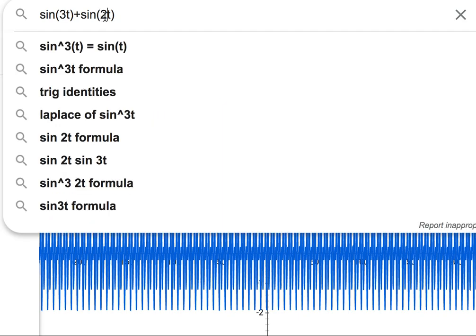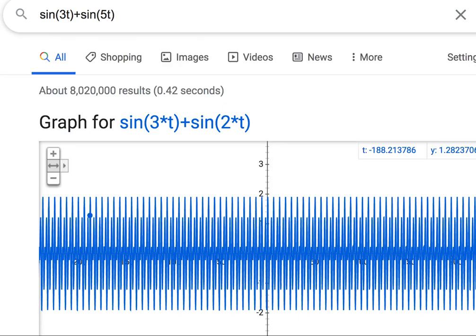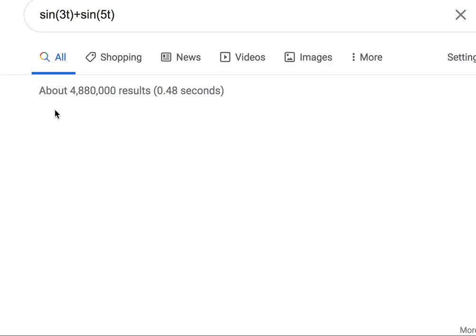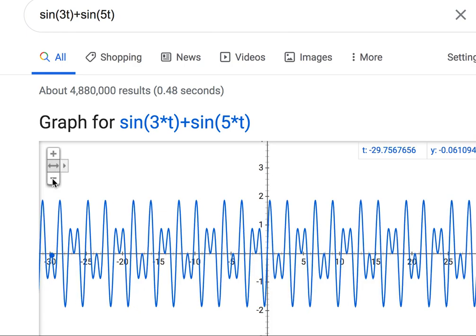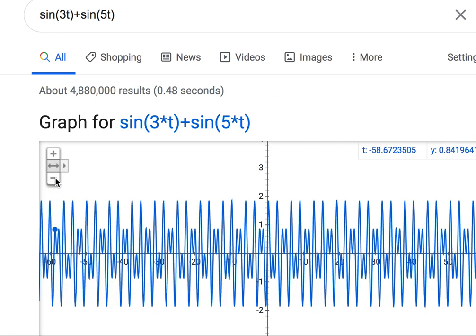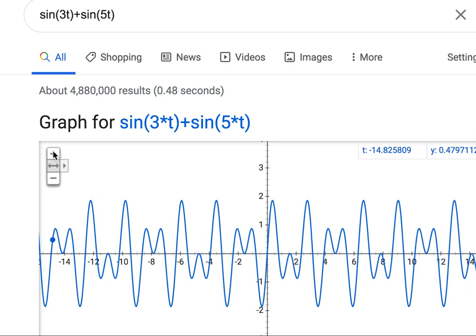I'm just going to do another ratio, 3 plus 5, just to see what we get. And you get a different texture. If you don't understand this stuff, it's okay, don't worry about it. But the point is that sometimes they add up, they get stronger, they get louder, but this is happening very quickly. And sometimes they cancel, but overall you get a different texture.